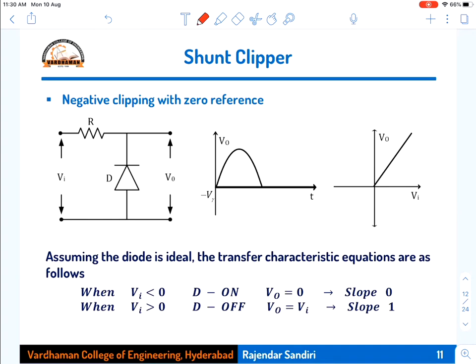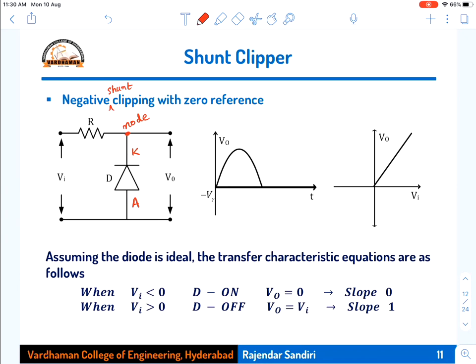So next, another one is the shunt clipper. The change here is the polarities of the diode are interchanged. Now the anode is connected to ground, the cathode is connected to the node. Okay, this is the node. It is a shunt clipper again because the diode is connected between the input and output.